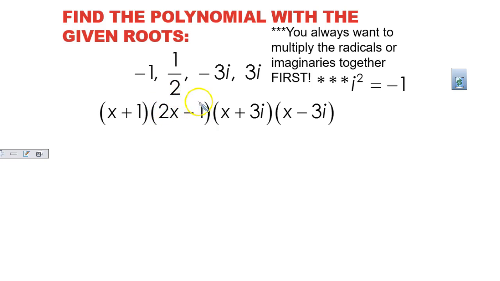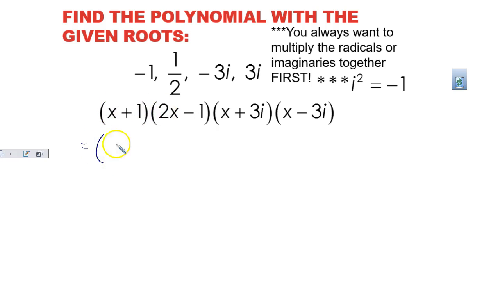So 2x minus 1 is the factor for 1/2. If it had been a negative 1/2, it just would have been 2x plus 1. But the top goes last, and the denominator goes in front of the x. We put x plus 3i and x minus 3i. So I can multiply x plus 1 times 2x minus 1 first. I just can't multiply something that's not an imaginary number into that imaginary factor, because that's where things get really messy. So I'll go ahead and multiply x plus 1 times 2x minus 1.